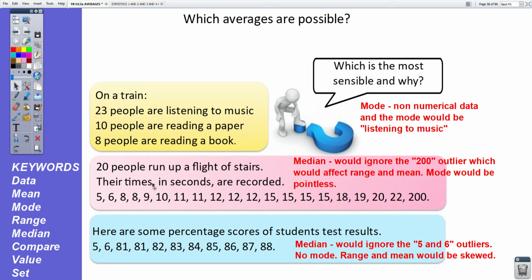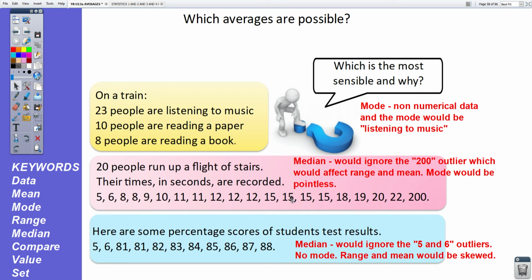The second one, 20 people run up a flight of stairs. Their times in seconds are recorded. 5, 6, 8, oh dear. There's me taking 200 seconds. This is an outlier. That would affect the range and the mean. The mode here would be pointless. We've got 4 people taking 15 seconds, but it doesn't really tell us anything about this data.